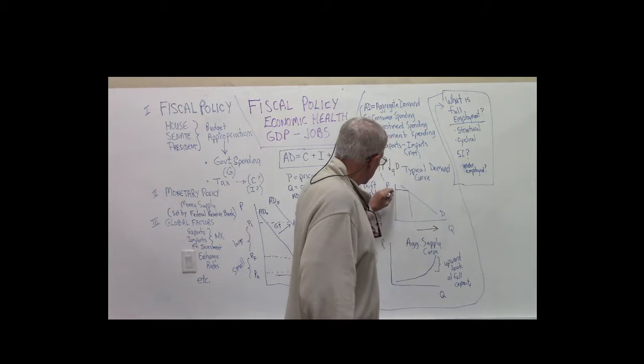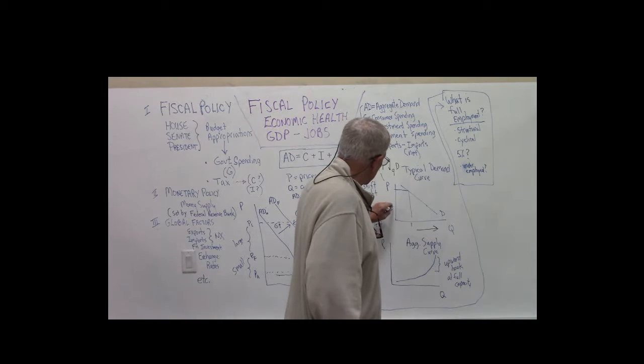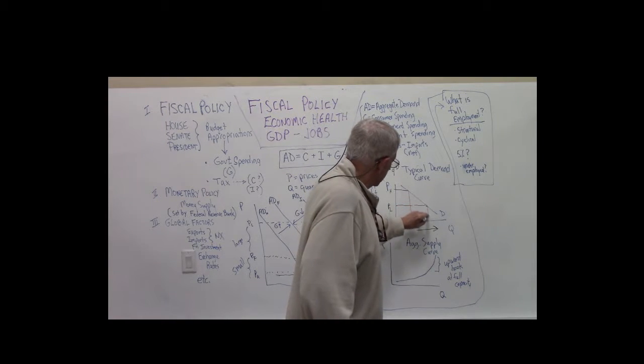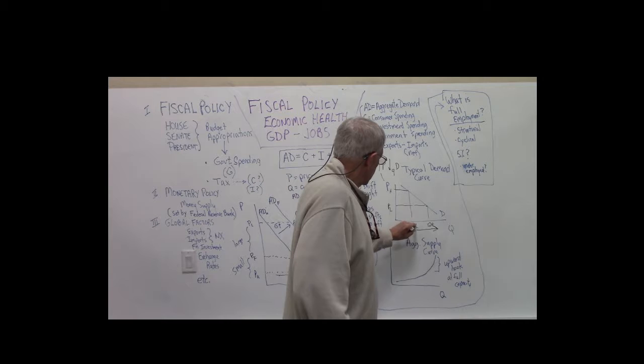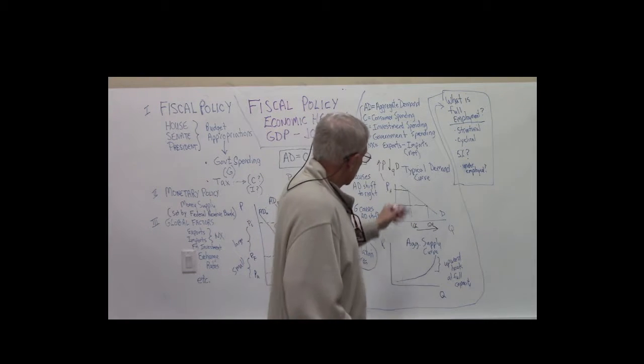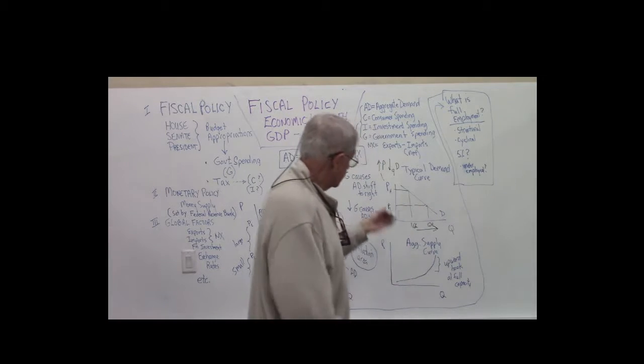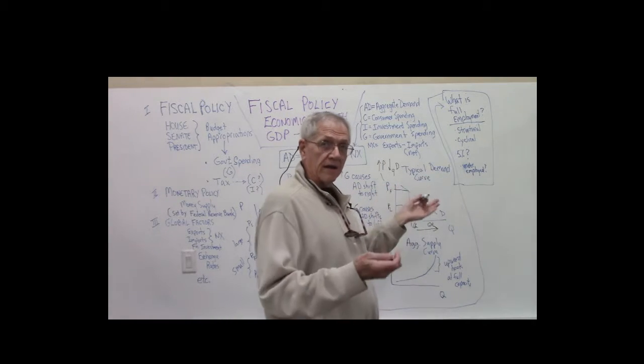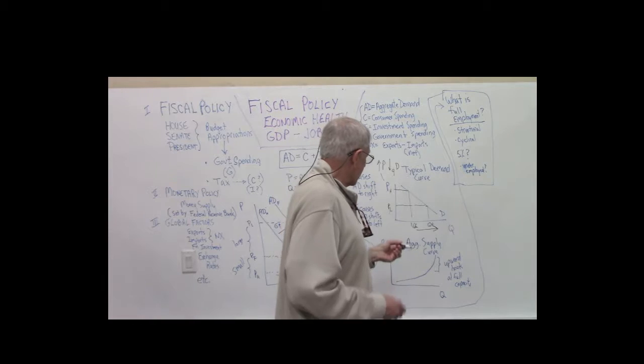So if the price is up here, you only sell this much. But if the price is down here, a lower price, this is price high, this is price low, you're going to sell this much. So this is quantity a lot, and this is quantity little. Obviously as the price goes down, you sell more. If the price goes up, you sell less. This is basically fundamental to all economics, a typical demand curve.